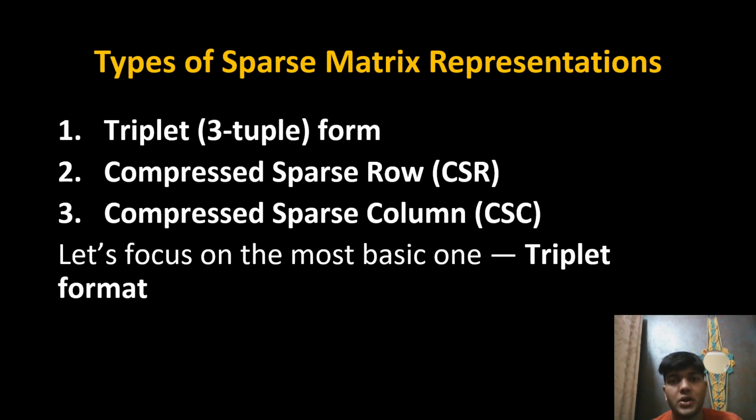There are a few ways to represent sparse matrices. The first one is triplet form, the second one is compressed sparse row, the third one is compressed sparse column. In this lecture, we will focus on the triplet format, which is the simplest and easiest to understand.